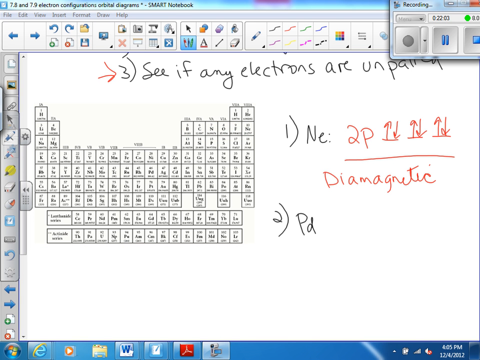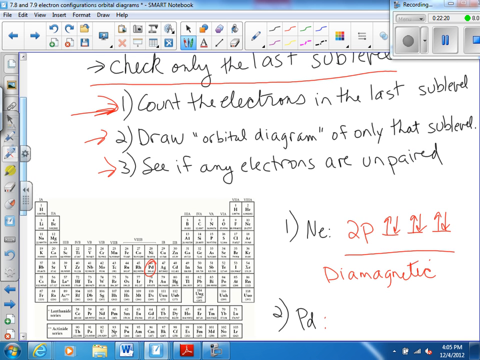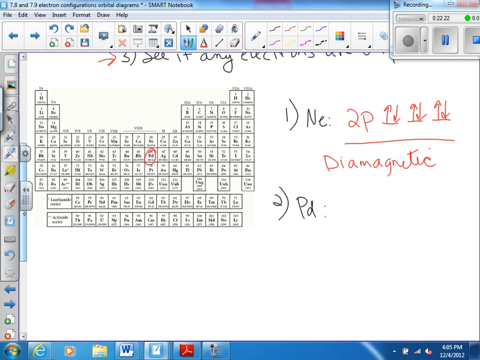Okay, if you think you have the hang of this, you can pause. If not, you can follow along. But first, just note, palladium's right there. So if you want to go ahead, you can pause. So I have to find how many electrons palladium has. That was the first step: count the electrons in the last sublevel. How many electrons does palladium have in here? Okay, 1, 2, 3, 4, 5, 6, 7, 8. I need to deal with 8 electrons.